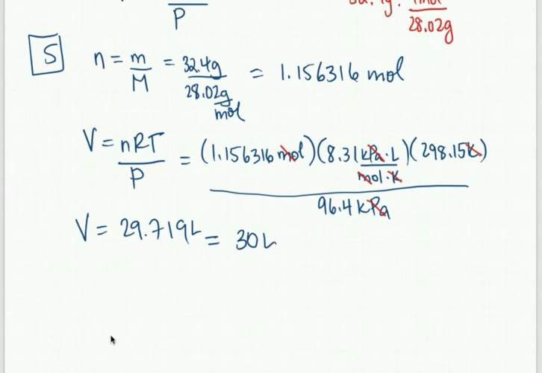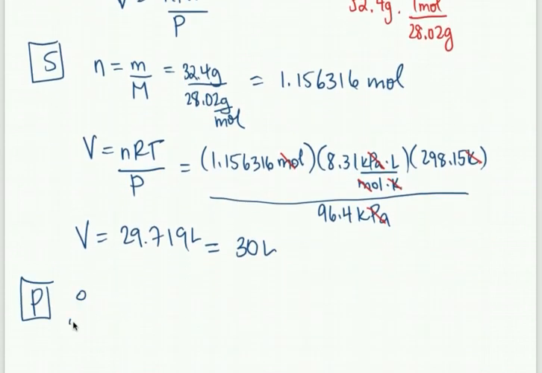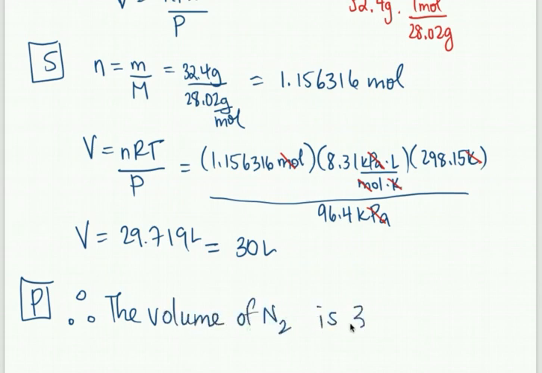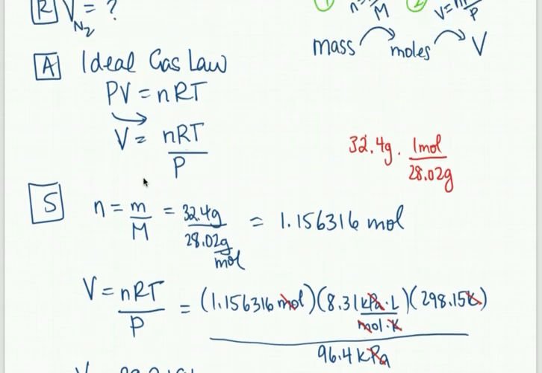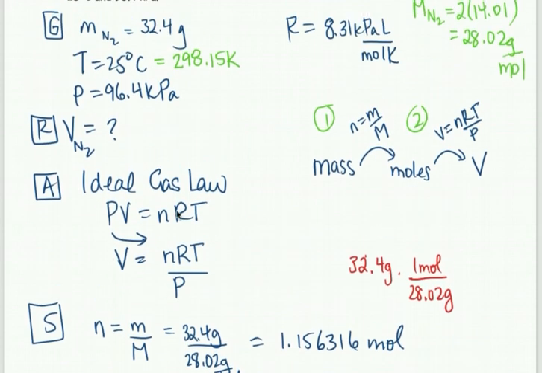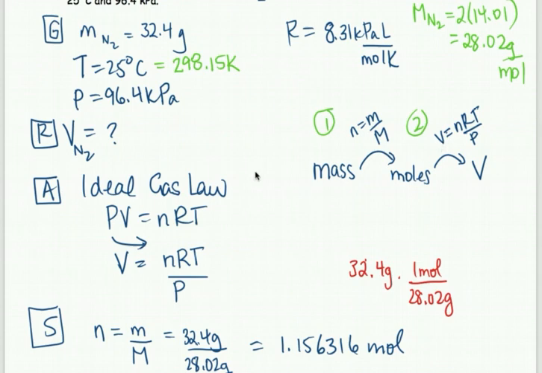Now we have everything, so we can make our therefore statement. Calculate the volume of the nitrogen. Therefore, the volume, there's our keyword, of nitrogen is 30 liters. Hopefully that wasn't too bad today. There are lots of values to crunch with the ideal gas law, but if you keep your work organized, list off all your givens and your unknowns, and then set your plan out so you can follow a little guideline of what you should do first and what you do next.